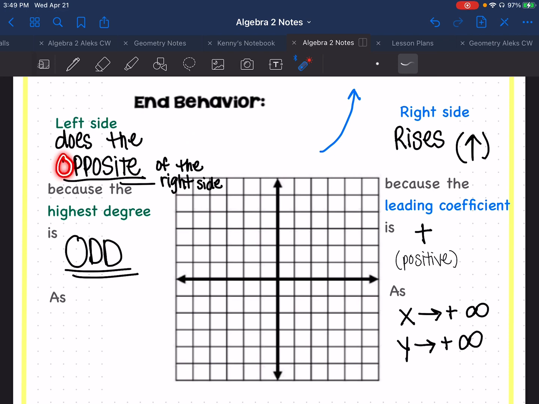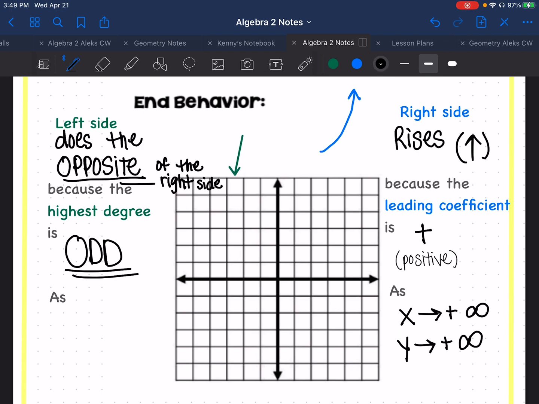Opposite and odd start with the same letter. And so that's how the math is trying to help me to remember what happens. So when it's odd, it does the opposite. So instead of rising, this side is going to fall, because that's the opposite of what it is doing.